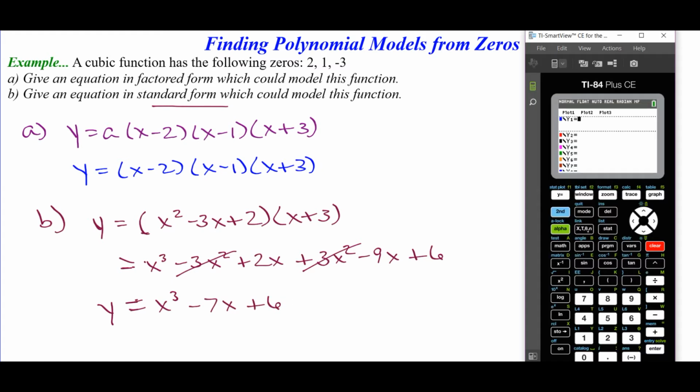We're just going to go ahead and graph that equation in standard form. So I have x cubed minus 7x plus 6. Go ahead and graph that, and then I can just check that my zeros are what was given. I'm going to go second, trace, and do value. Then I'm just going to enter the zeros that they gave me: x equals 2, y equals 0. Then I'm going to put in the 1, y equals 0, and then the -3, and y equals 0. So I'm confirmed that the answer I have is a correct answer.